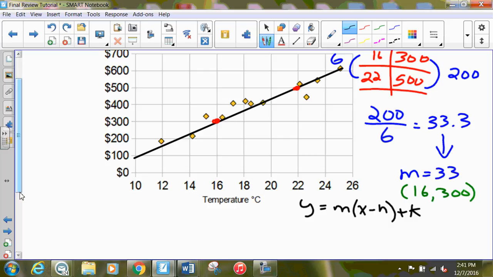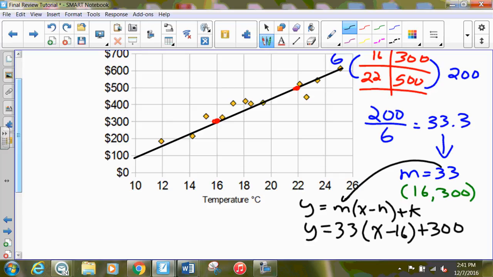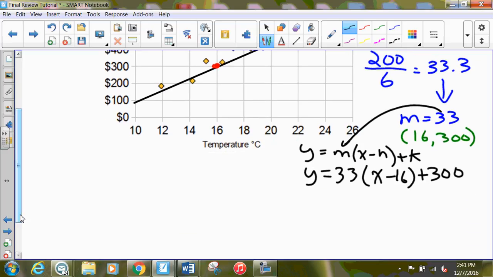Hopefully all of you are done with your writing equations of lines retakes. Let's see. So we're going to start plugging things in. We've got 33. We've got x minus 16. We've got plus 300. I'm going to have to pick up my calculator again.